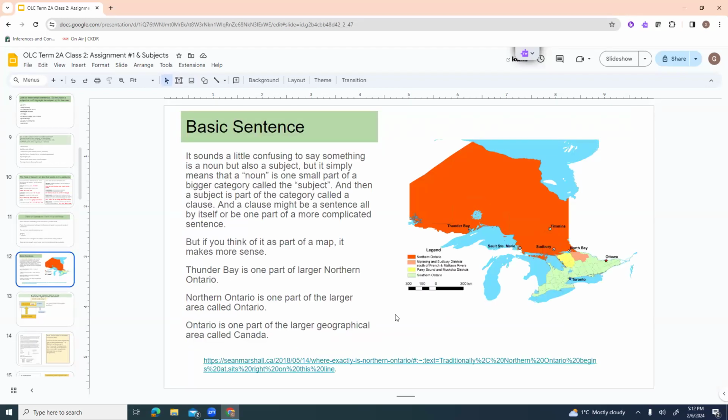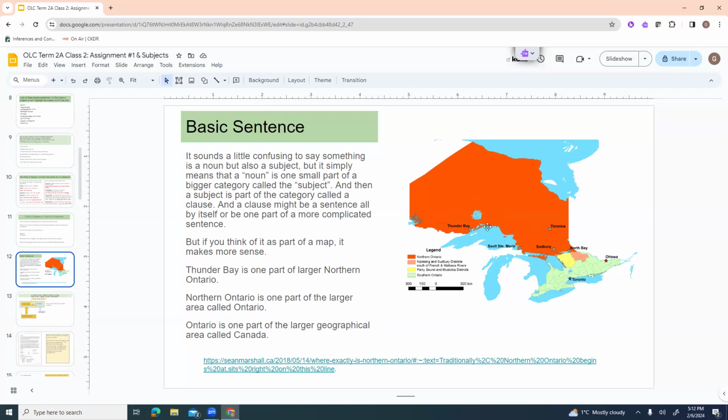Sometimes people find it a little bit weird that I can say this word is a noun, but it's also a subject. But it just means that noun is one small part of a much bigger category, which is called the subject. And then a subject is part of the category called a clause. And a clause might be a sentence all by itself, or it might be one part of a more complicated sentence. But if you think of a sentence like a map, it makes more sense.